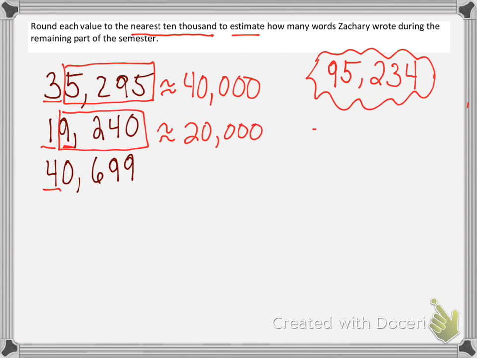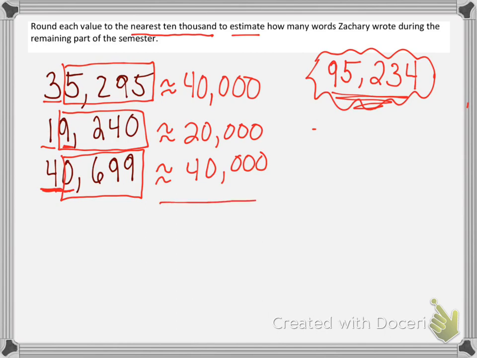And then the next one, the 4 in the 10,000s, is it closer to 40,000 or 50,000? If we look at the digit next door, there's that 0. It's totally close to 40,000. So now this is how many he wrote as the exact answer, the exact total of how many words he wrote in the whole semester.